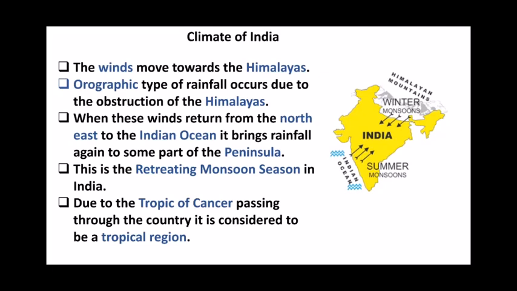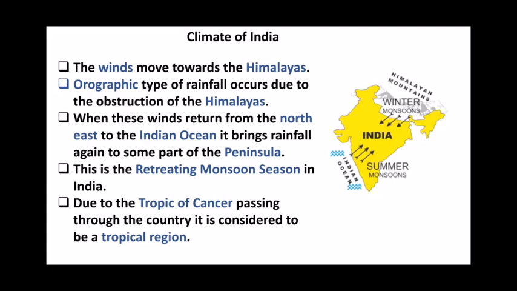In general, the climate of India is hot throughout the year. As the Tropic of Cancer passes through the middle of India, India is considered to be a tropical region. Why? Because the Tropic of Cancer is passing through the middle of India. India frequently faces natural disasters like erratic rainfall, that is continuous rainfall, then droughts, cyclones, floods, etc.